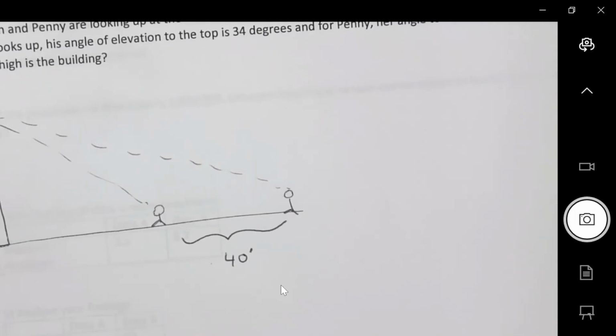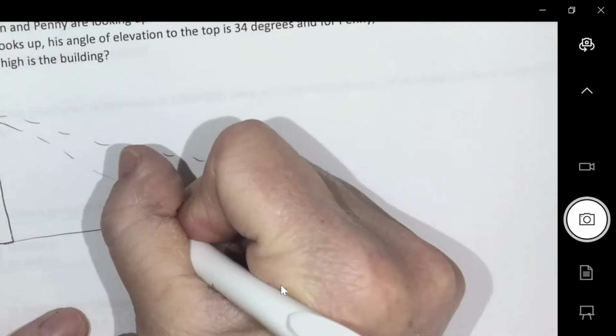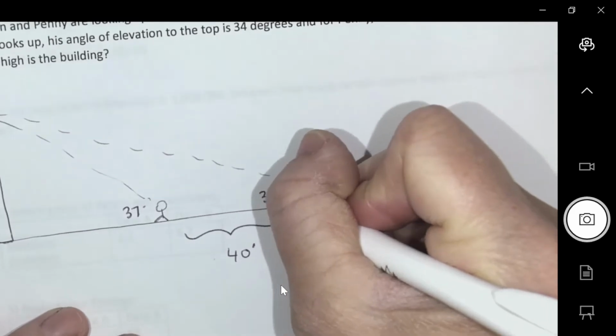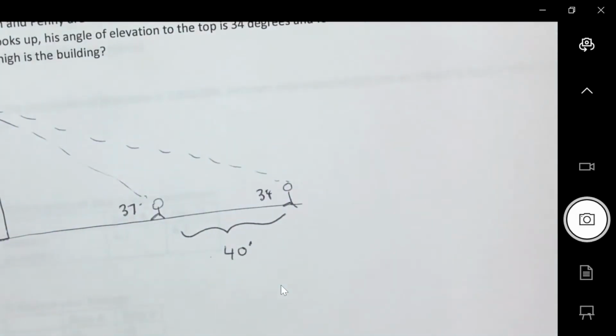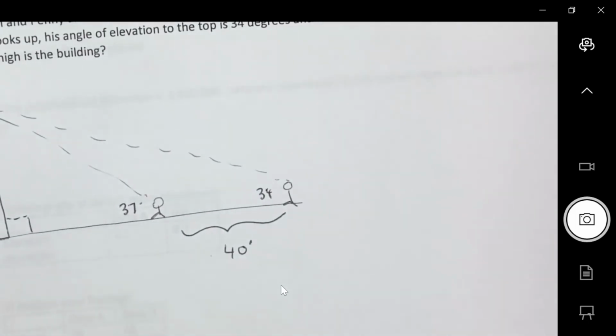Okay, does that make sense? Or if you move farther away. So which angle goes where? That means the 37 there and the 34 has to go there. If you had switched them, it won't make sense with talking about angles of elevation. Okay, ready? We are trying to figure the building height out. We can assume there's a 90-degree angle on the building and the ground.